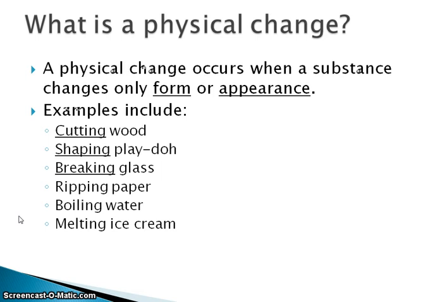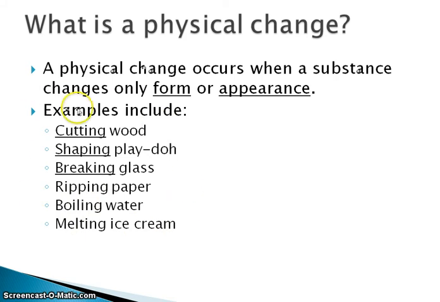First, let's take a look at what a physical change is. A physical change occurs when a substance changes only form or appearance. Examples include cutting wood, shaping Play-Doh, breaking glass, ripping paper, boiling water, melting ice cream.